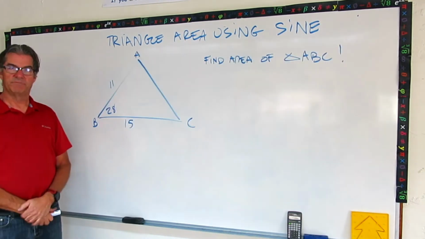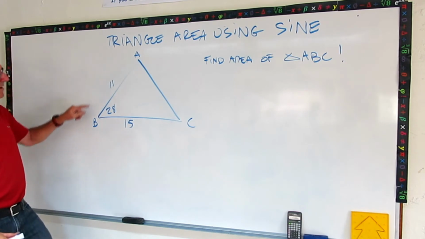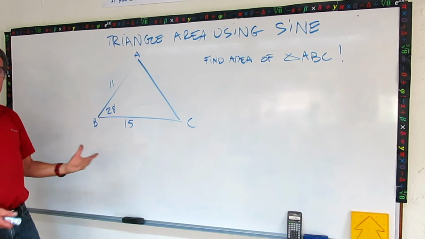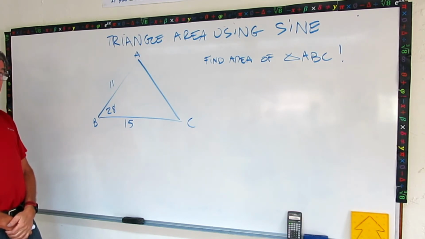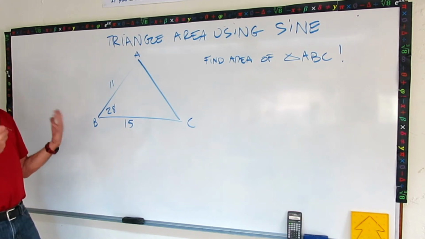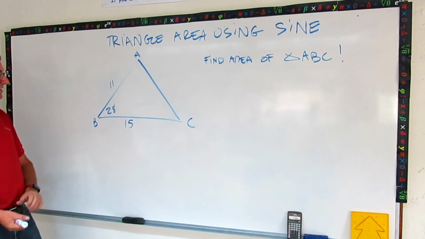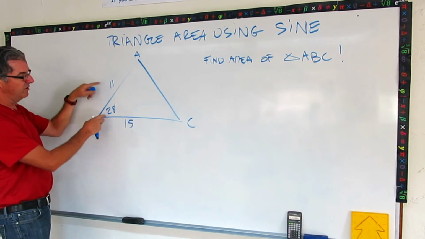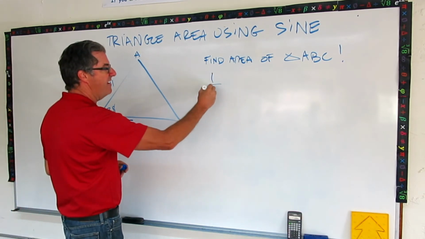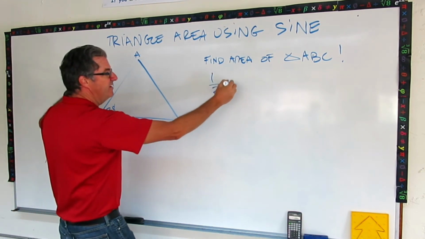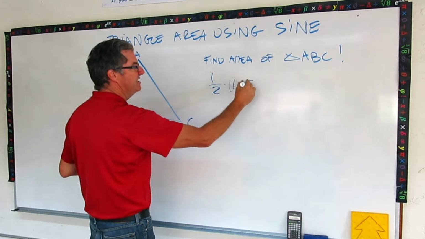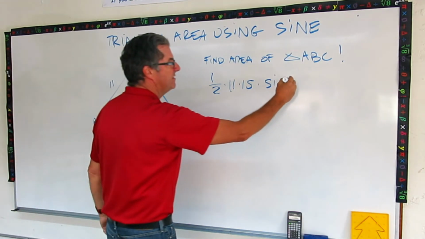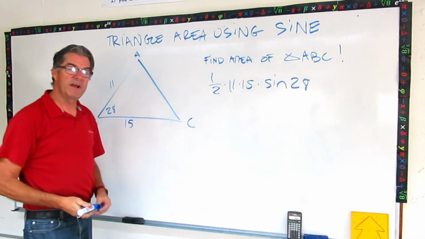Let's do some examples. Okay, take a look at this one. I've drawn my triangle ABC, labeled my corners, and I've given you some information. So see if you can write the correct formula using sine. Okay, so let's see what you did. Check this out. Here are my two sides, and there's my angle. So this is going to be 1/2 times 11 times 15 times the sine of 28. So that's the correct plug-in step.